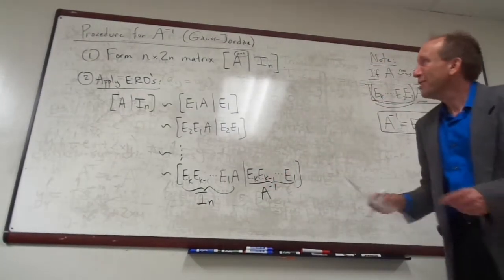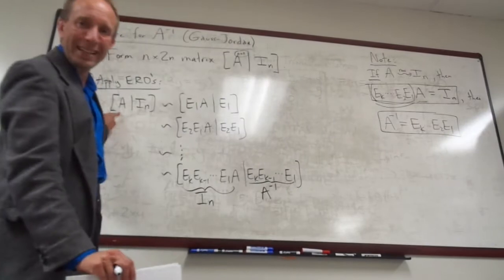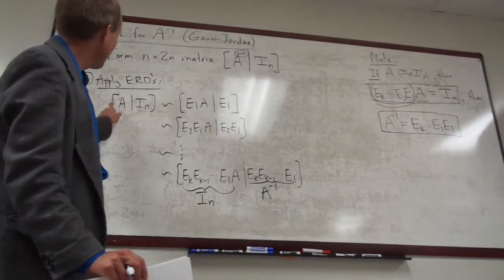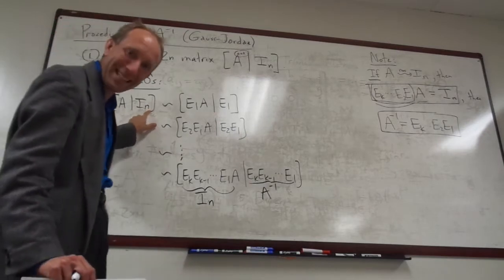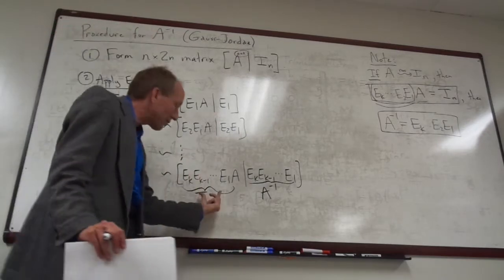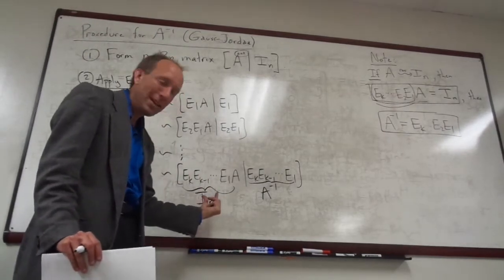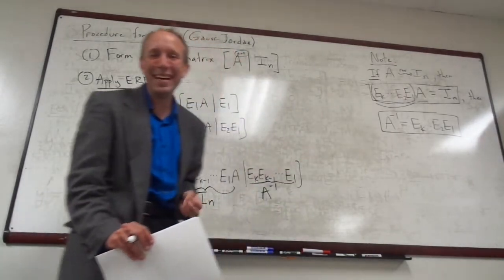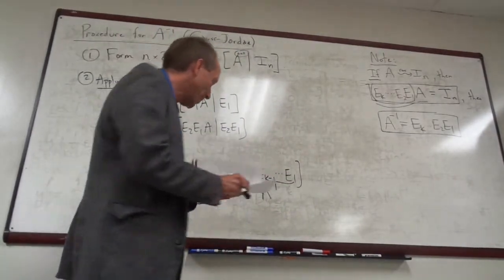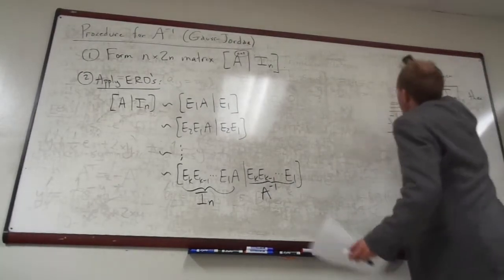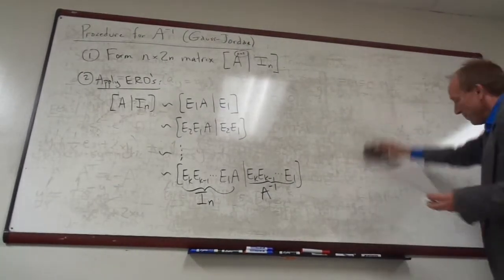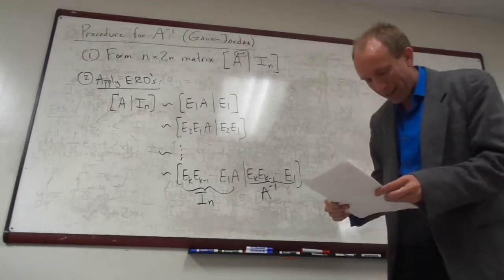Isn't that amazing? So you start with A and the identity matrix in a block. A on the left side, the identity matrix on the right side. If you can make the left side turn into the identity matrix, at that very moment, A inverse is going to show up on the other side. So let me show you with an example. That's all of the theory of it. Now we just need to practice it on an example.